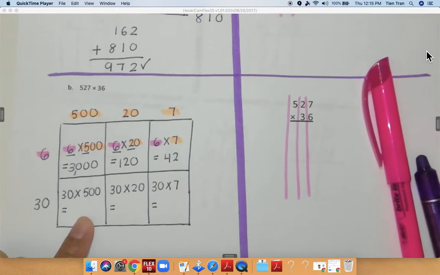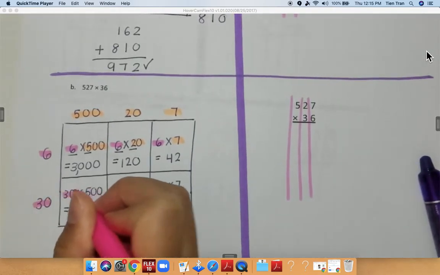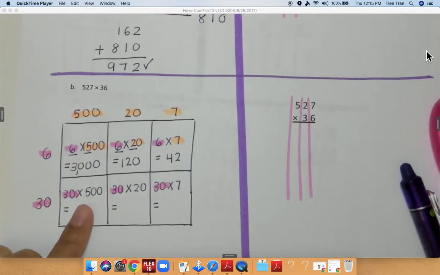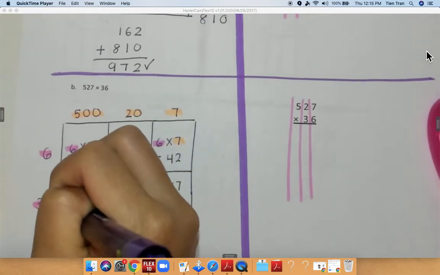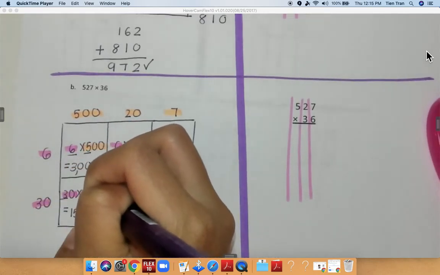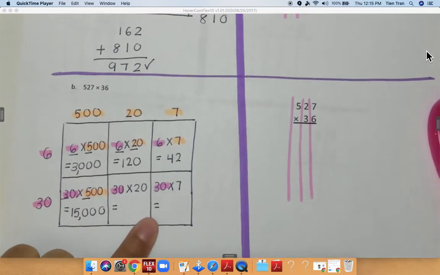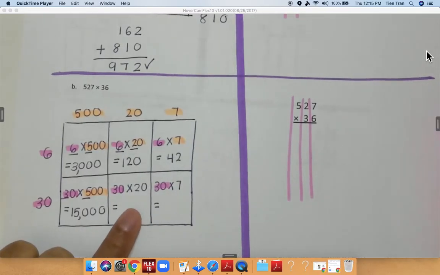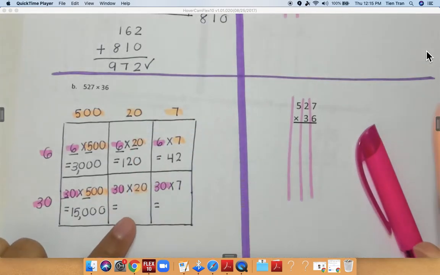Now over here, I have 30 times 500. 30 comes from the side right here, and 500 comes from the top. Okay? 3 times 5 is equal to 15. Add 1, 2, 3 zeros at the end, and I get 15,000. Over here, I have 30 times 20. 20 comes from the top right here. 30 comes from over here.